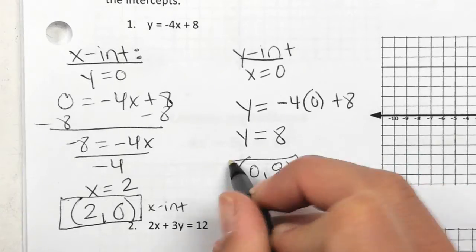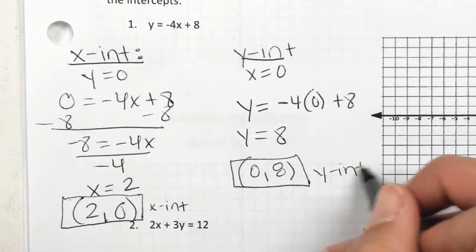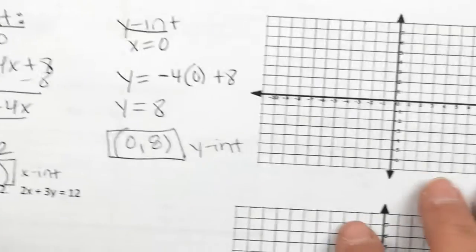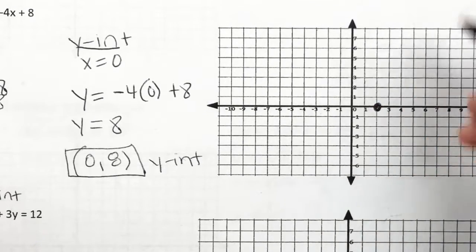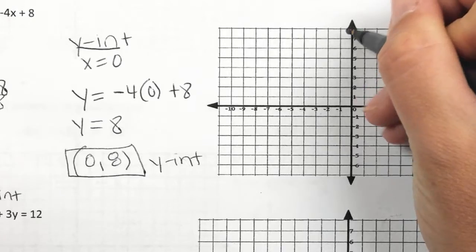So now all we have to do is graph both of these points, starting with (2, 0). So that'll be on the x-axis right here. (0, 8) will be way up here.